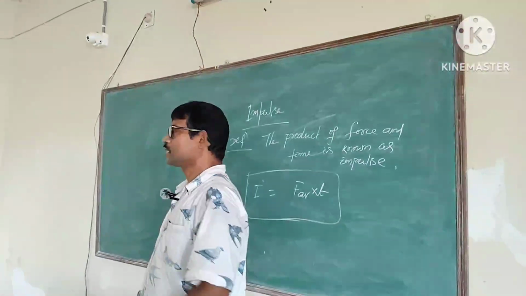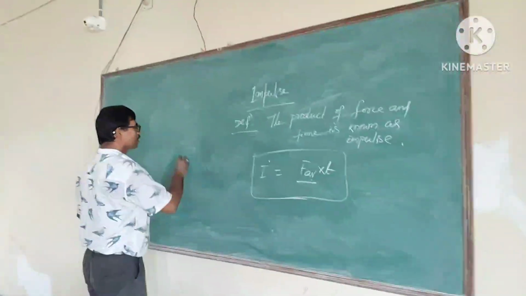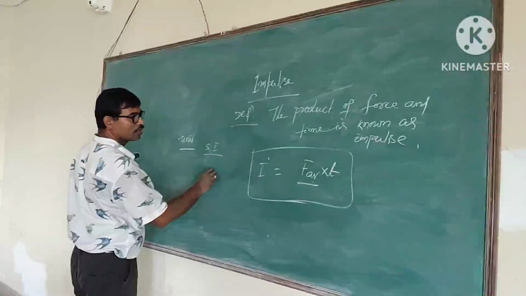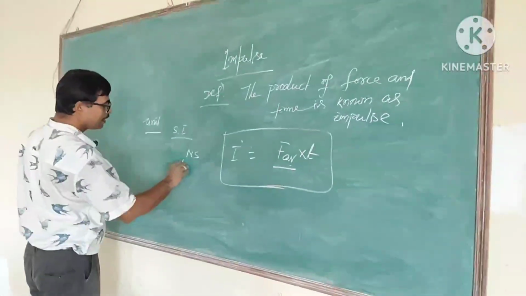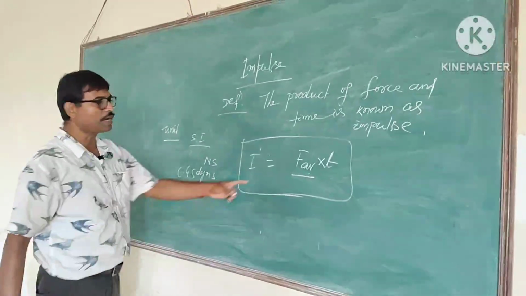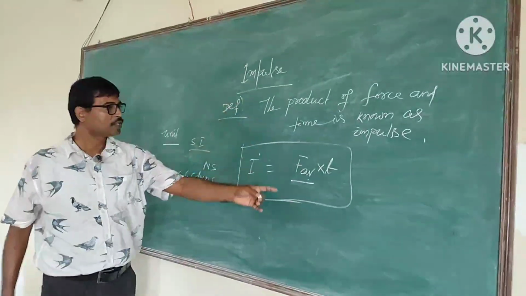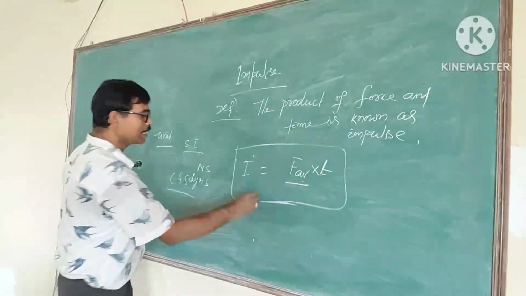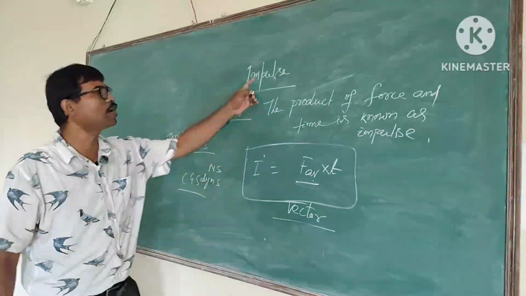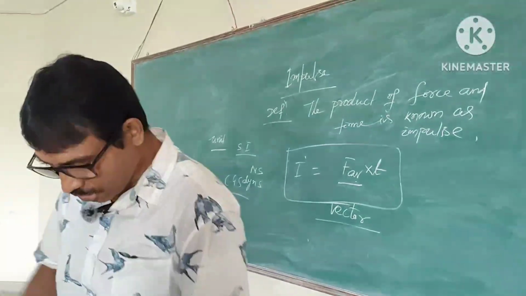Okay, but you know the units. So what are the units? SI unit: Newton into second. Dyne into second in CGS. Then come to the point, as it is related with force and momentum, what are you getting? It is a vector quantity. Impulse is a vector quantity because it has both magnitude and direction.